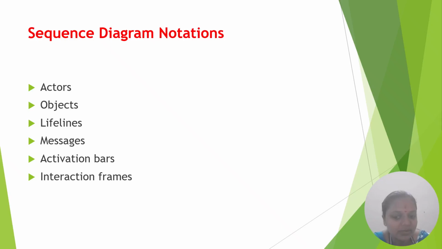The interaction frames are used to represent conditional and looping behavior. For example, if-else conditions, looping conditions, or optional processes. Finally, a destroy message, shown with an X symbol, represents the termination or deletion of an object at a specific point. Together, these notations provide a clear understanding of how different components communicate and the sequence of actions in a system.